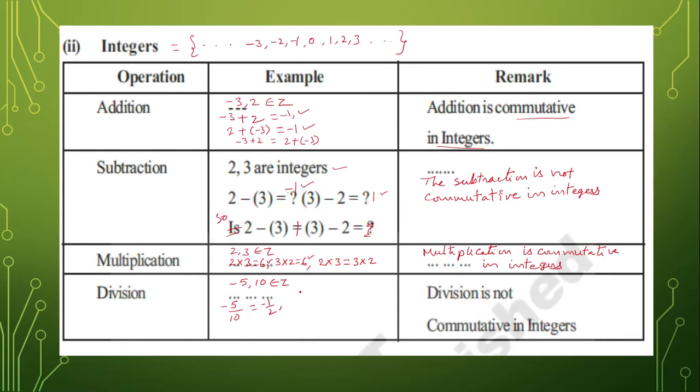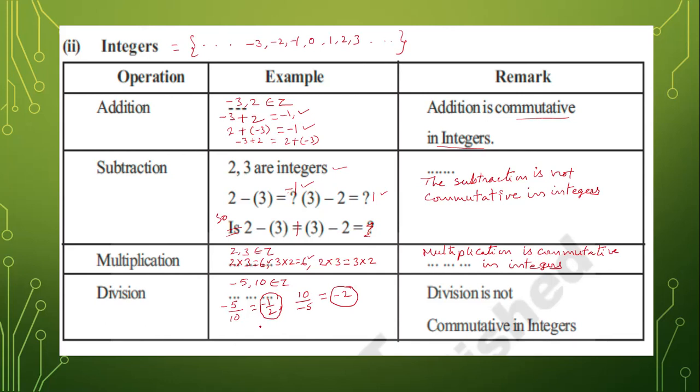Minus 1 by 2. If you change the order, that means 10 by minus 5, then what do you get? Minus 2. Here in the first instance, what we get? Minus 1 by 2. In the second instance, we get minus 2. That means if the order is changed, the result also changes.